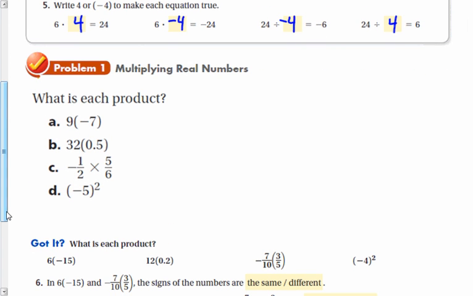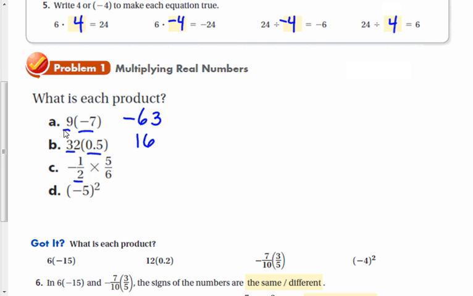Okay, using those rules, and these are simple problems, so you shouldn't be using a calculator on these, just know the rules. Here we have a positive number, and we're going to multiply that by a negative. A positive times a negative is a negative. And then we'll just do 9 times 7, which is 63. Here we're multiplying 2 positives. Positive times a positive is a positive. And 32 times 0.5, that's like taking 50% of 32 or half of 32, which is 16.